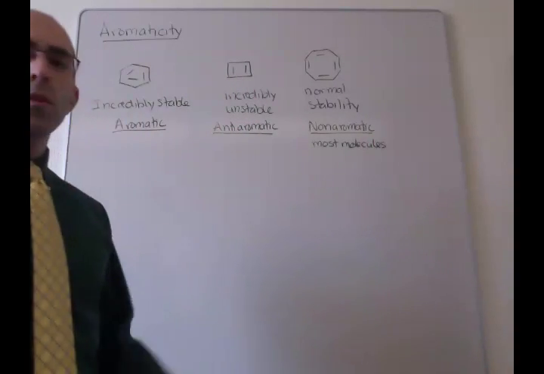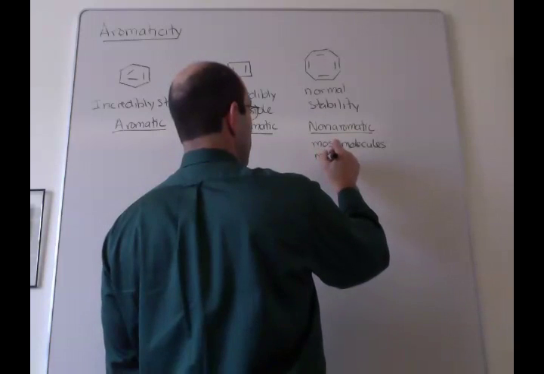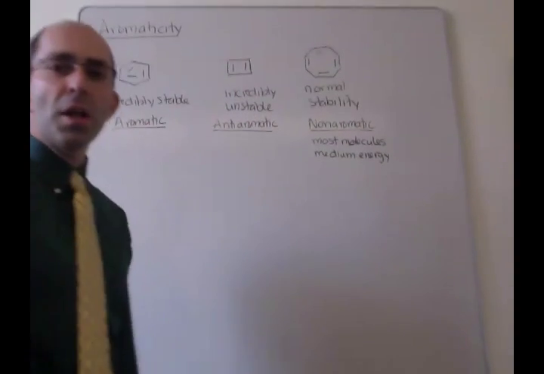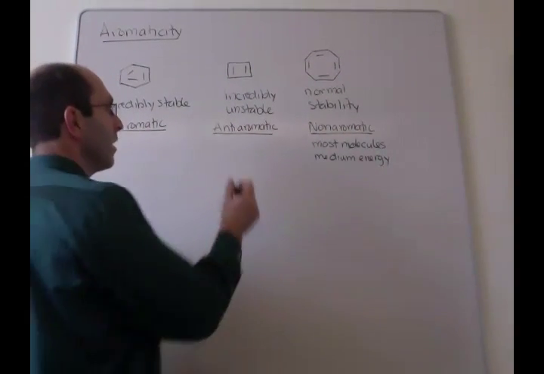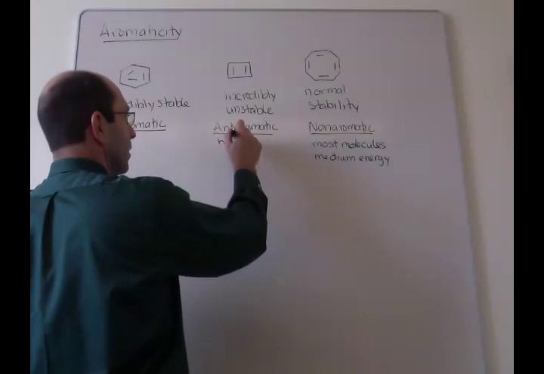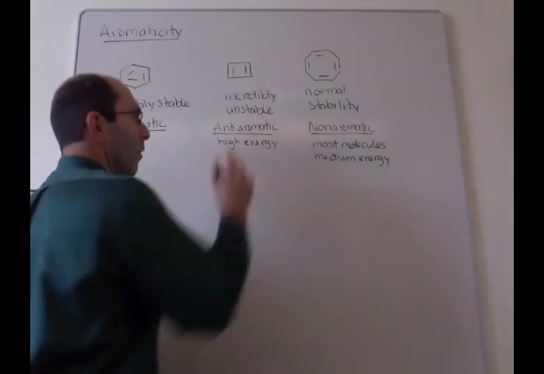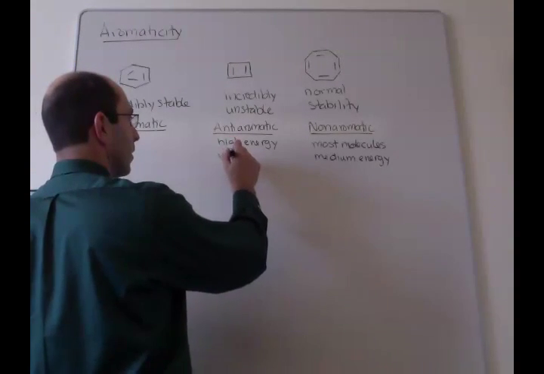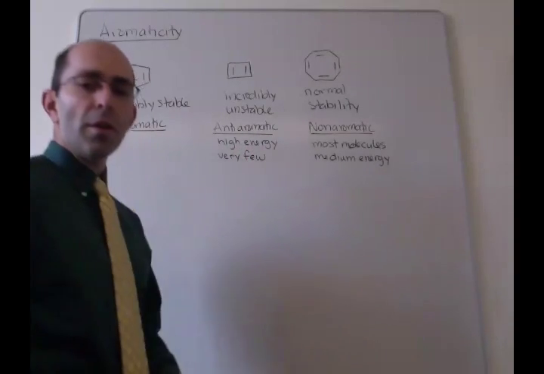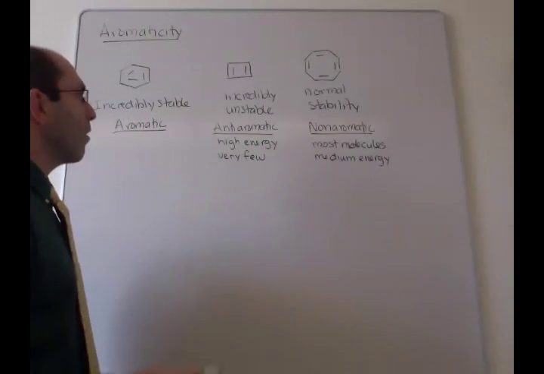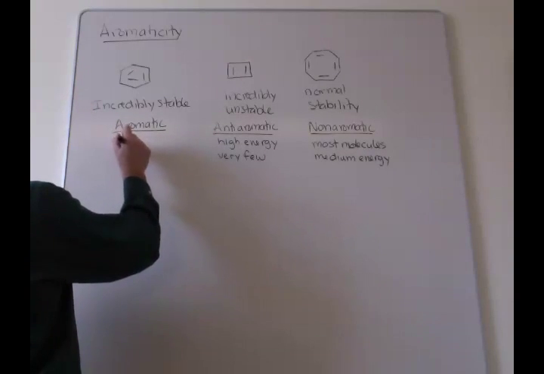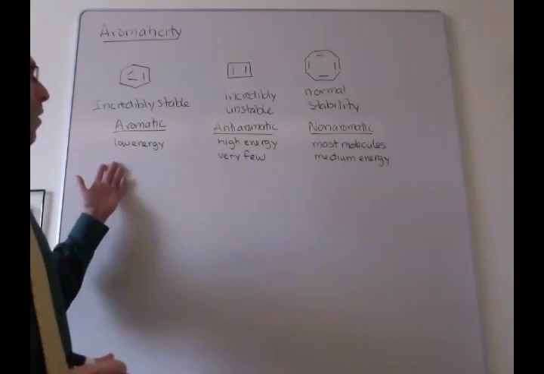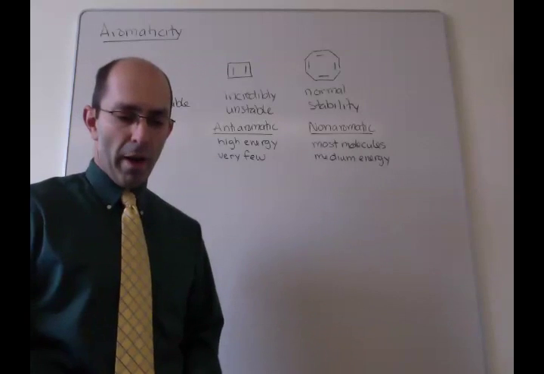Those molecules are, let's just say, medium energy. If we're thinking about an energy diagram, those would be in the middle. If we think about anti-aromatic, these things are very high in energy. They're very reactive, they're very difficult to make, and there are very few anti-aromatic molecules because they are so high in energy. And for aromatic, these are low energy. We're going to see that there are a decent number of aromatic molecules, but most molecules will still fall in the non-aromatic category.